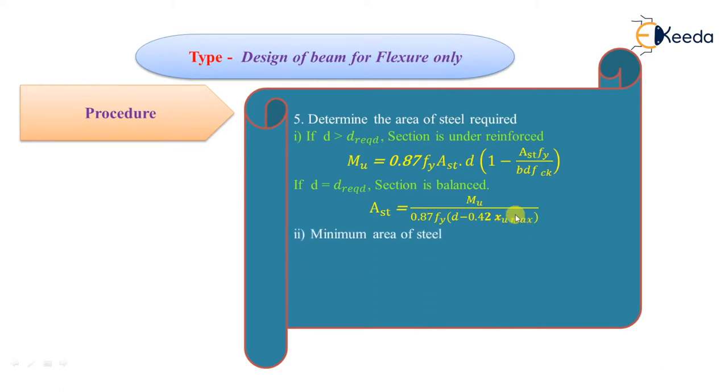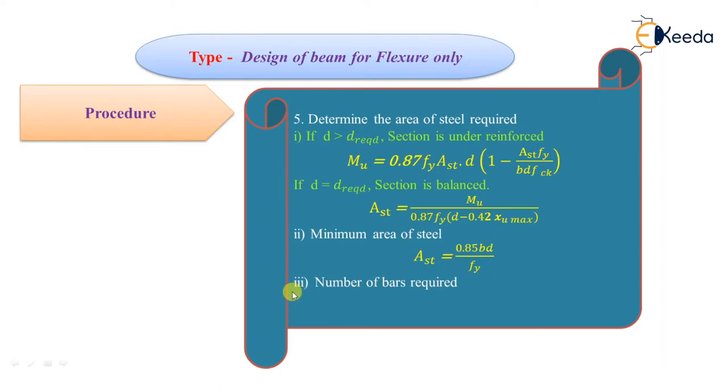After that, we will calculate the minimum area of steel, which is given in the IS code itself. And after that, we will compare minimum area of steel and area of steel required. And we know that IS code specifies the minimum criteria for area of steel. So if our area of steel required is less than minimum area of steel, we have to redesign the section. And if not, that means our section is safe.